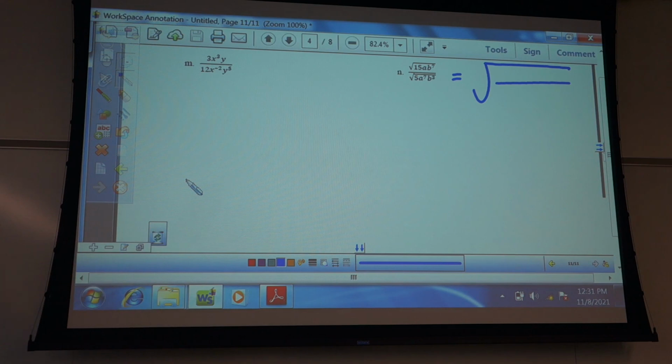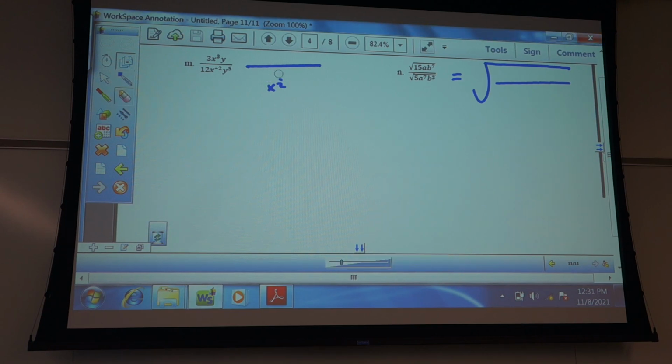Not to be too confusing, it's the same as dividing by 1 over x squared. And remember, dividing by a number is the same as multiplying by its reciprocal. That's why we move it to the top, because it's the same as multiplying. Instead of dividing by 1 over x squared, we're going to multiply by x to the positive 2.